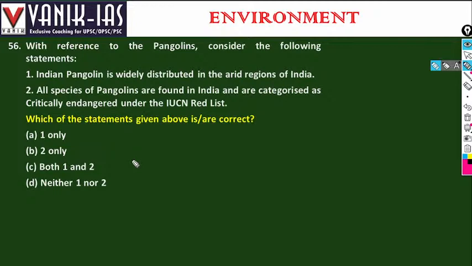Which of the following statements are correct? First one, it is widely distributed now. They are nocturnal animals. They are not widely distributed. Obviously, they are not widely distributed. They are very rare. So this is wrong. All species. Whenever you see the word like all, then chances are that they are wrong.